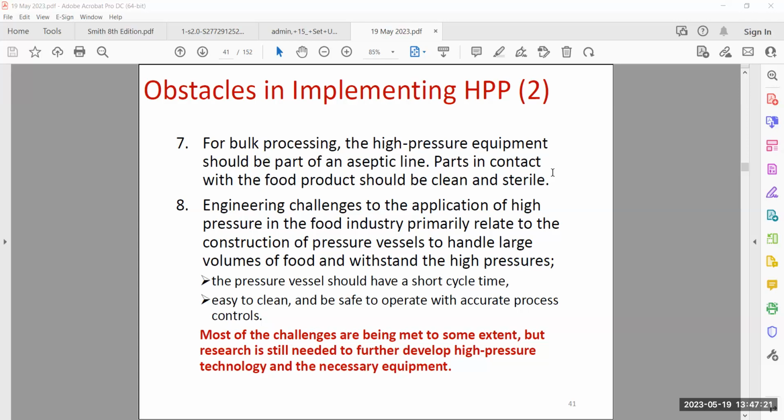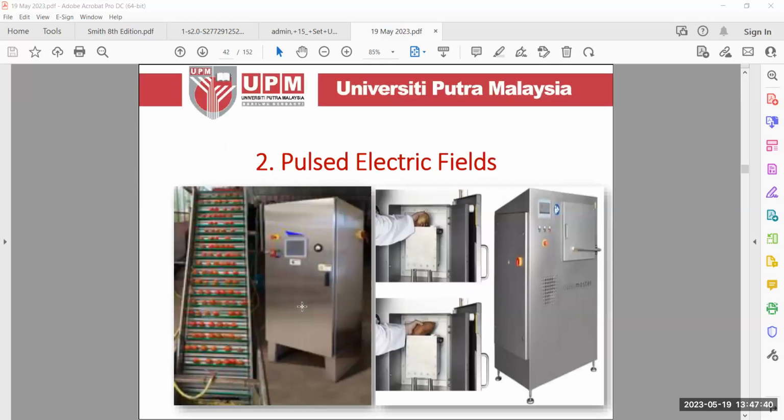The engineering challenges to the application of high pressure primarily relate to the construction of the pressure vessel. Okay, and we are relating it to safety. And of course, the pressure vessel should have a very short cycle time, easy to clean, and safe to operate with accurate process control. Okay, so that is it with HPP.